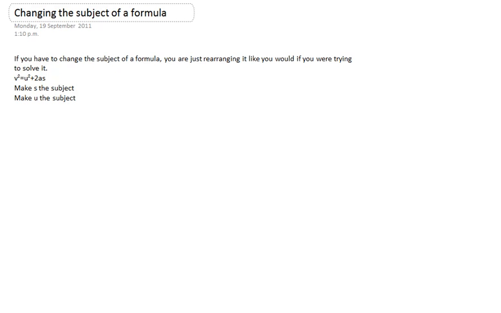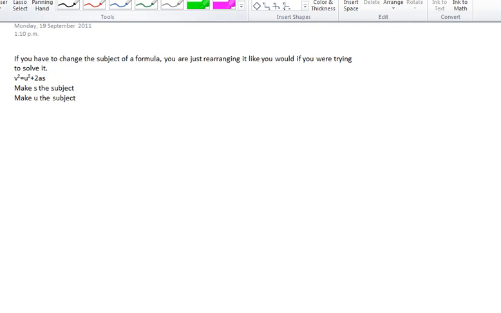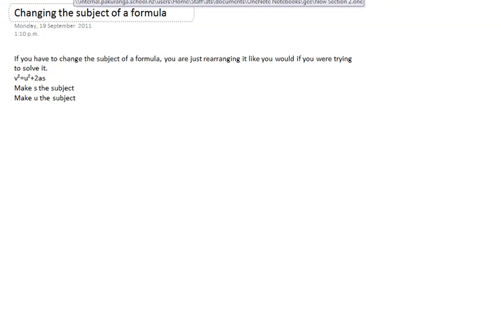Okay, so this video is looking at how I can rearrange a formula and change it so that I make something else the subject of it. Now when you say make something else the subject of it, like it says make S the subject, that basically means I want to rearrange my formula here until it makes S equals.